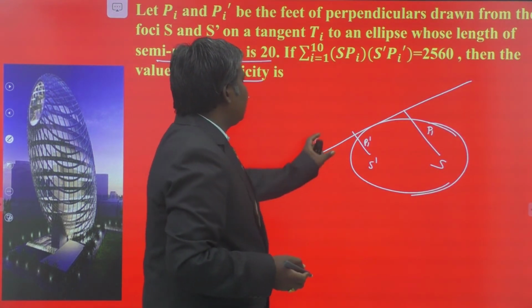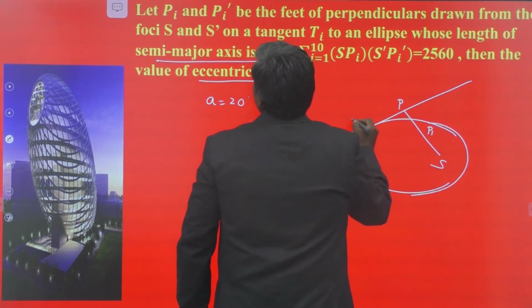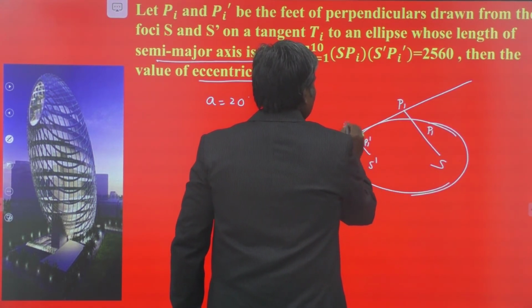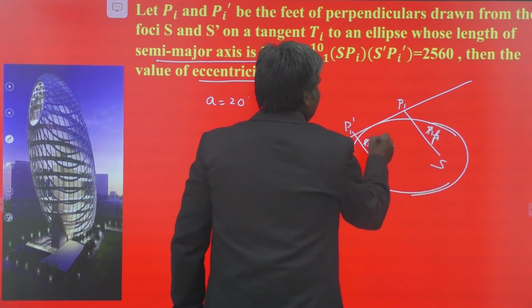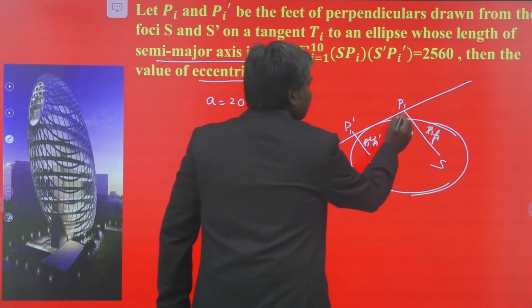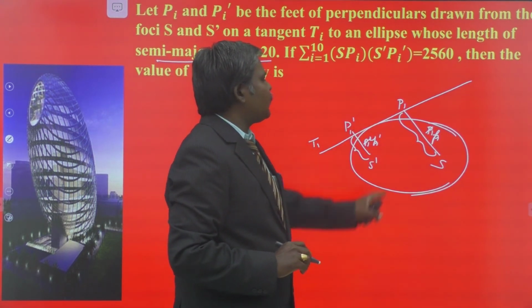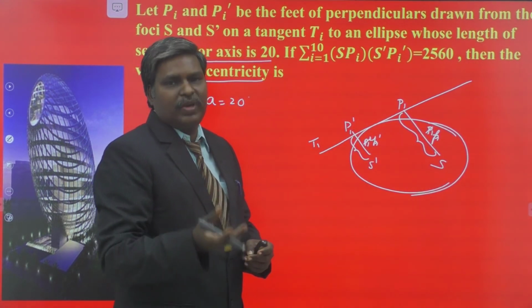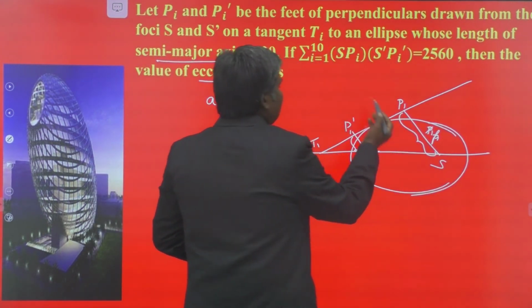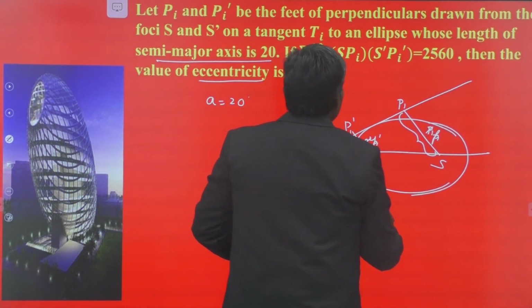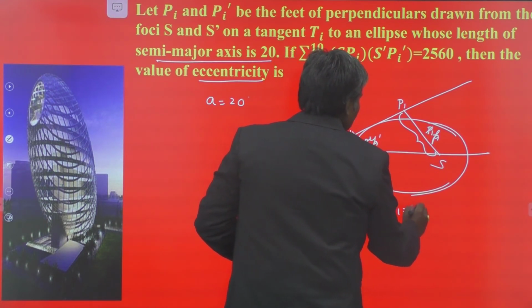Dear students, we know that the product of perpendiculars from the foci to any tangent, one being SP1 and the other S dash P1 dash, is what? B square. We know that. A very, very important result: the product of perpendiculars from the foci to any tangent of an ellipse is B square. So SP1 into S dash P1 dash is equal to B square.